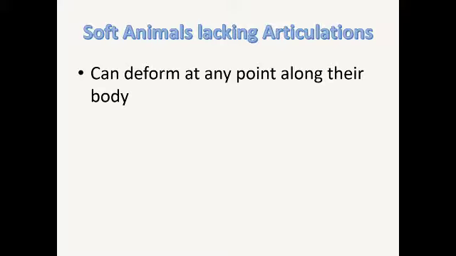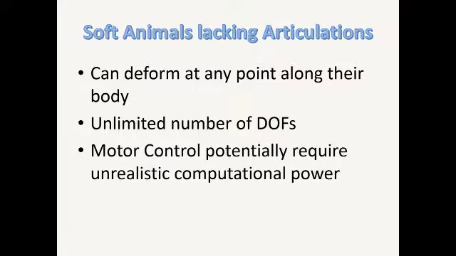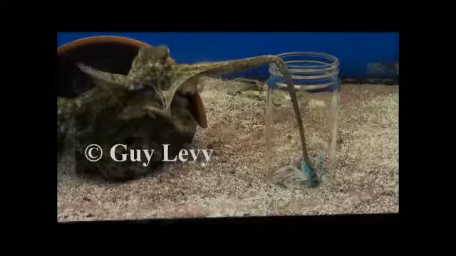These can deform at any point along their body. That means that they virtually have an unlimited number of degrees of freedom. So according to what I just said 2 seconds ago, their motor control systems would potentially require an unrealistic computational power. So how do these animals control their bodies so efficiently?